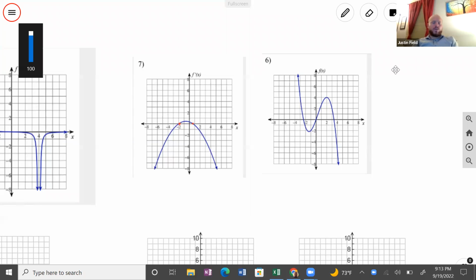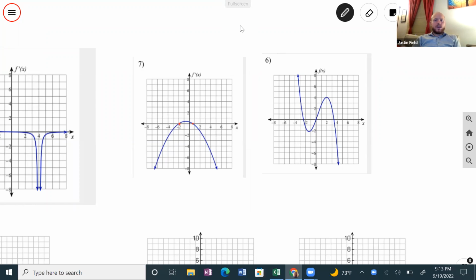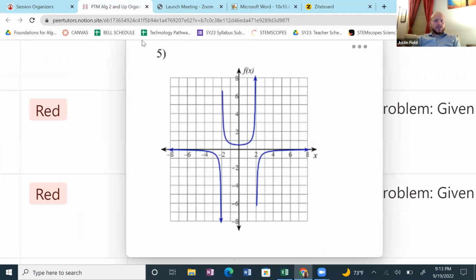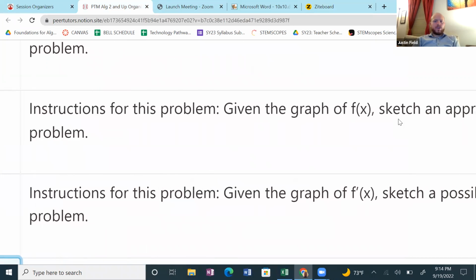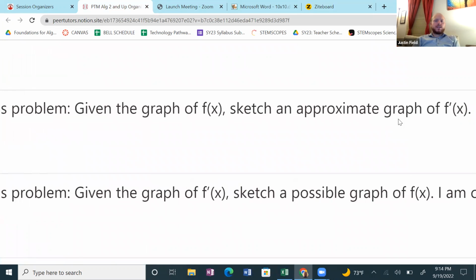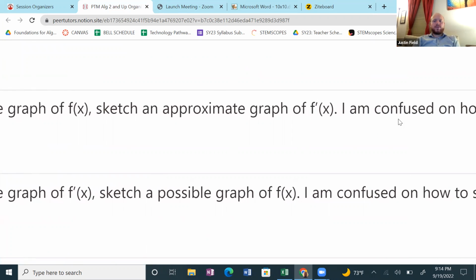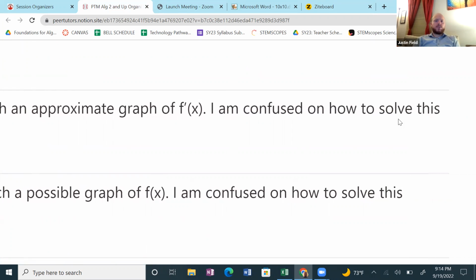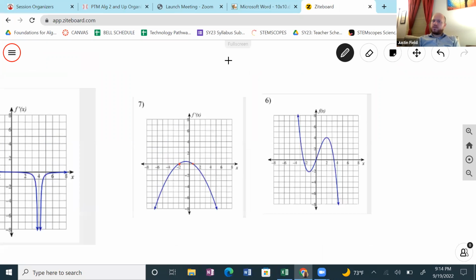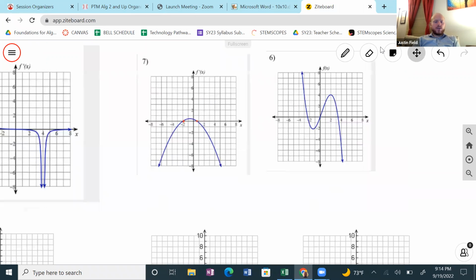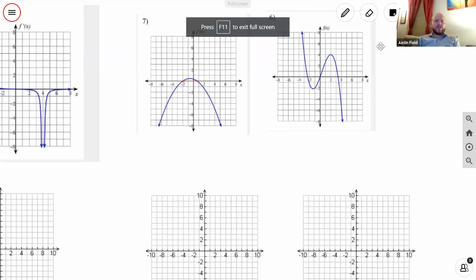All right, so what we're gonna do here is we are answering the question: given the graph of f of x, sketch the approximate graph of f prime of x. I'm confused how to solve this problem, right? So let's do it together. All right, let me get my little dragger. Okay, so we're gonna start with number 7.